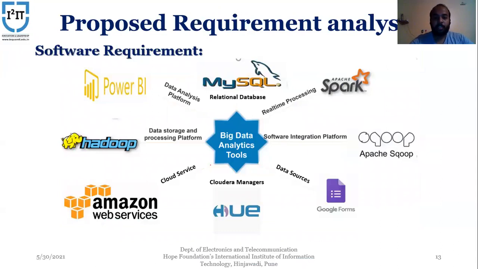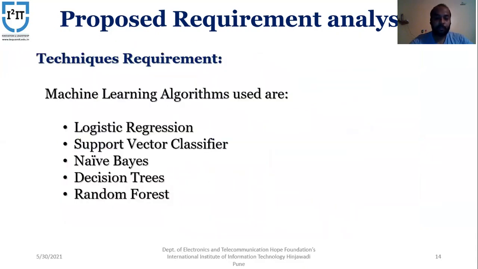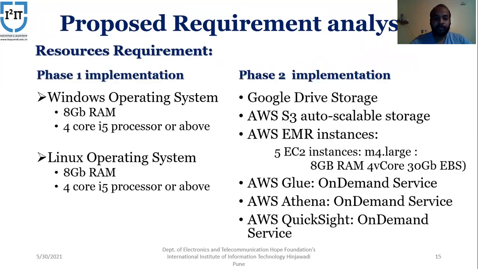The software requirements that we have are the Power BI tool, MySQL, Apache Spark, Apache Hadoop, Google Form, View Manager, Amazon Web Services, and Hadoop. So these all are the requirements. So what are the techniques that we are using? We will be using logistic regression, support vector classifier, Naive Bayes, decision tree, and random forest. Out of these five, you will get to know later on which has the main result output.